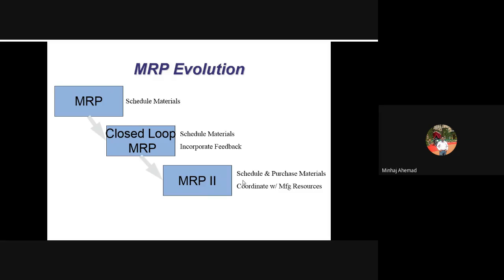It is based on the schedule and purchase material. It coordinates manufacturing resources. And there is also a term known as enterprise resource planning, which comes after MRP2. It is known as enterprise resource planning.